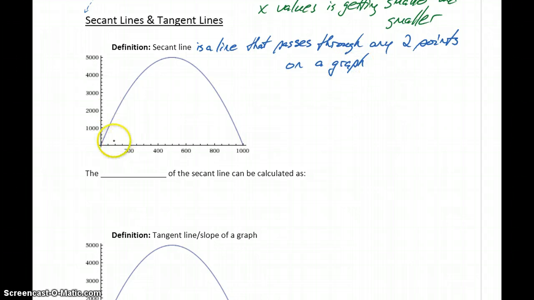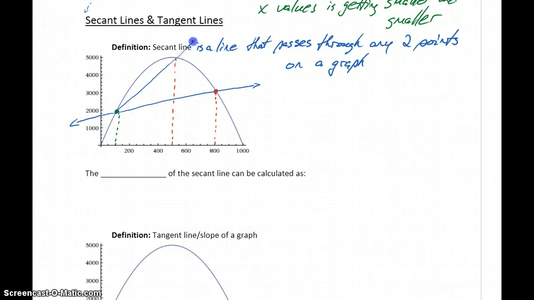So we can choose any two starting points, and we could draw a straight line connecting them. So this straight line, wherever we draw it, again, if we chose a different point, if we looked at x equals 500 instead of x equals 800, obviously we're going to end up with a different slope depending on where we choose that second point to be.